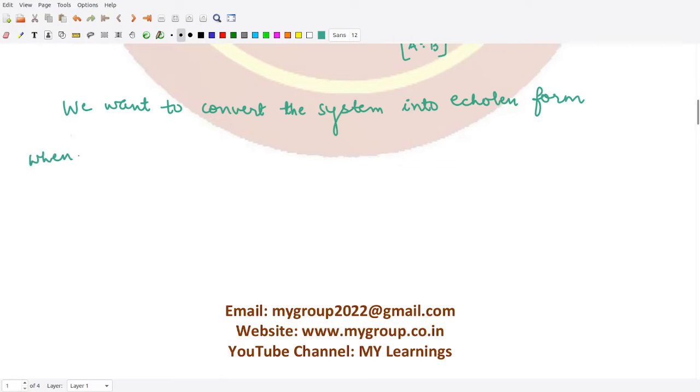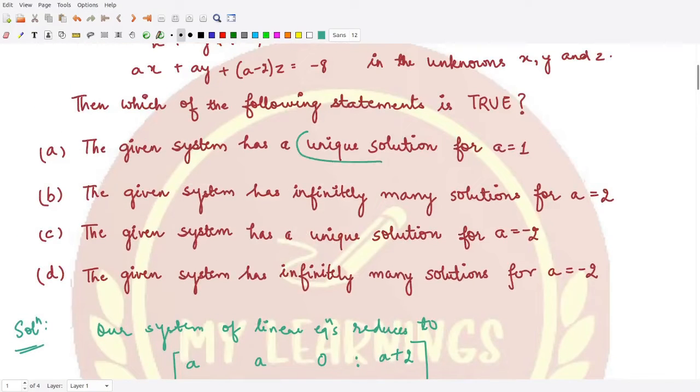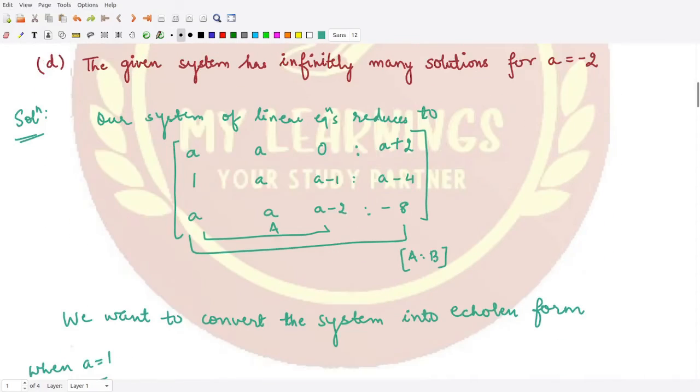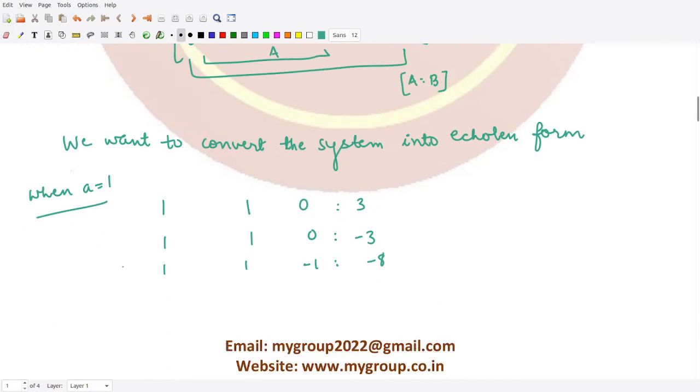So let's proceed. When we have a is equal to 1, let's see whether we achieve a unique solution in that case. The calculation would be easy when we substitute the values here. So instead of writing a, now we are writing 1. So it is 1 1 0 and 3. Then you have 1 1 1 minus 1 is 0, and 1 minus 4 is minus 3. Then you have 1 1 1 minus 2 is minus 1, and then minus 8.